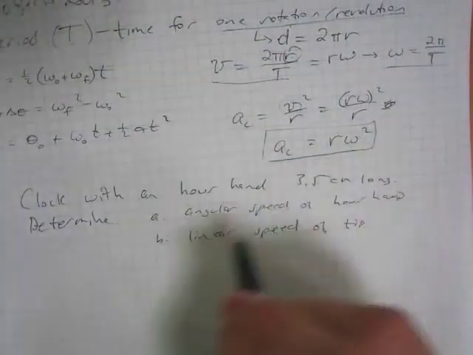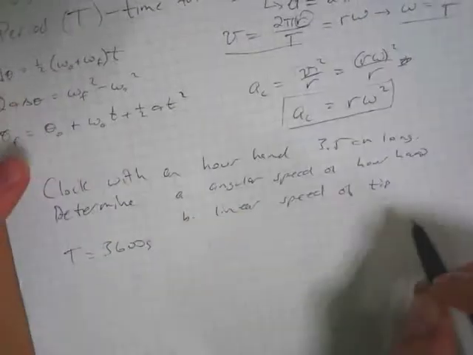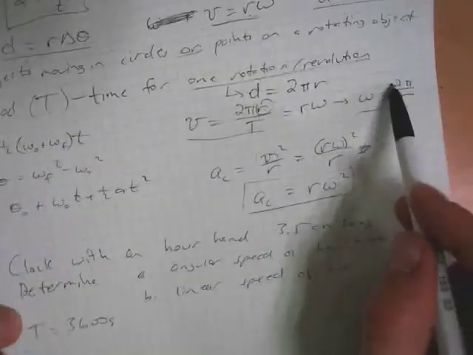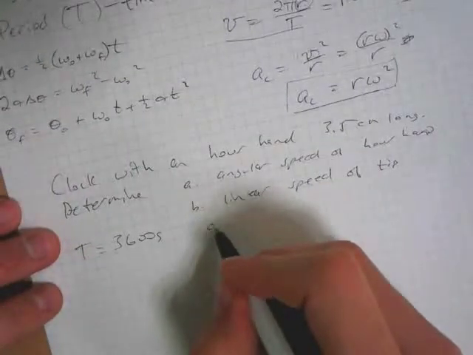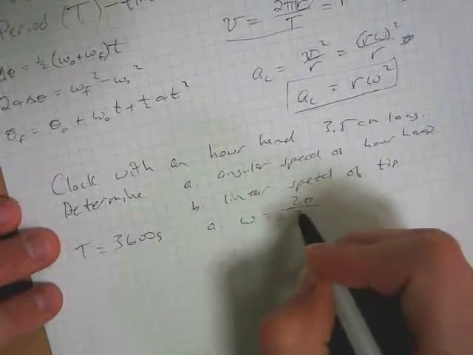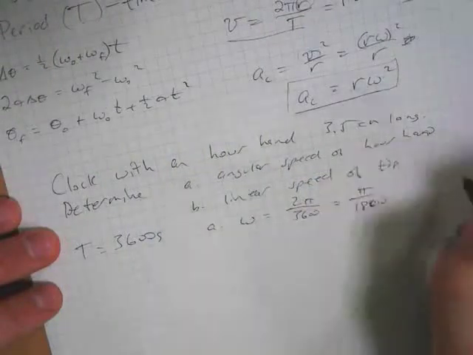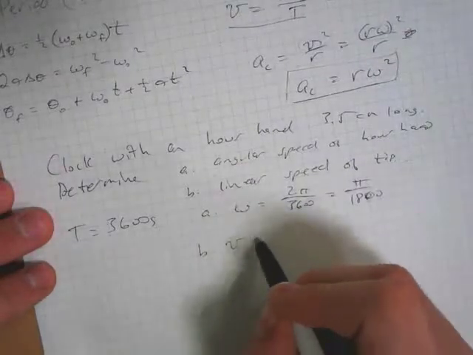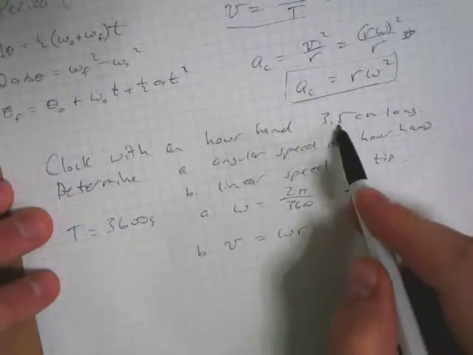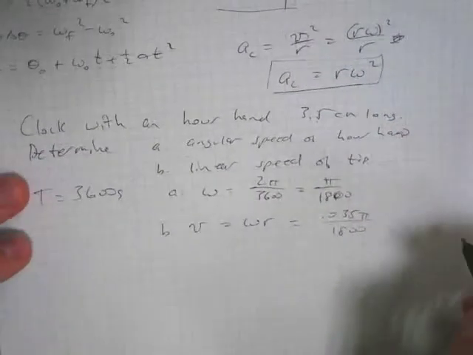Well, what do we know about the hour hand? We know it has a period of rotation of 1 hour, which is 3,600 seconds. So angular speed we know is omega, 2 pi over the period. So the angular speed of our hour hand is just 2 pi over 3,600. It should be pi over 1,800. I don't have a calculator handy, but you could punch that in and get it. Then the linear speed of the tip, we know that linear speed is just omega times r, and our r is 3.5 centimeters, so that's 0.035 times pi over 1,800. Right, so you can figure out stuff like that.